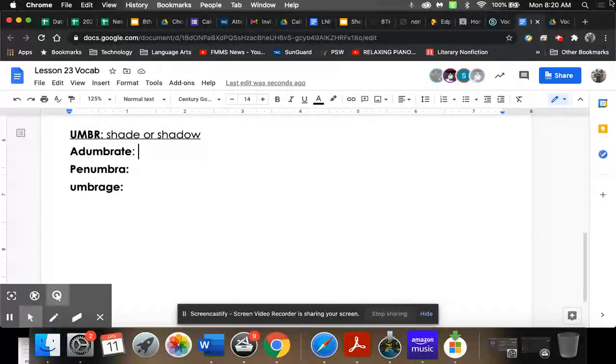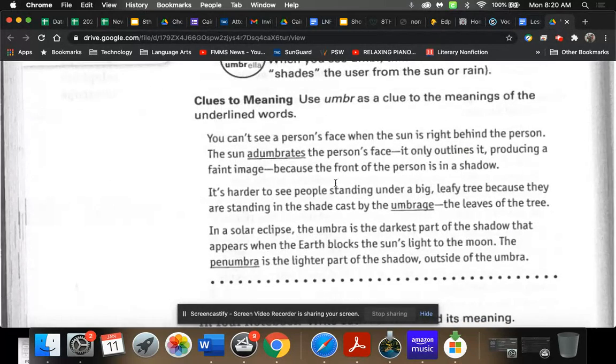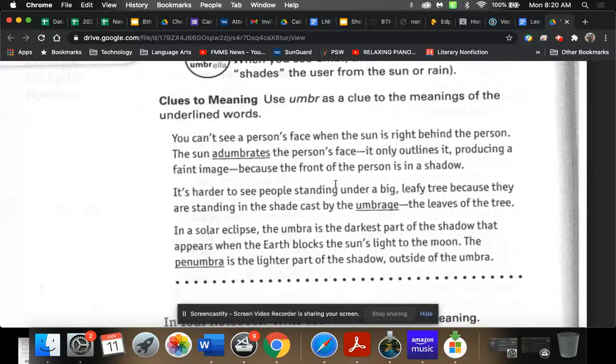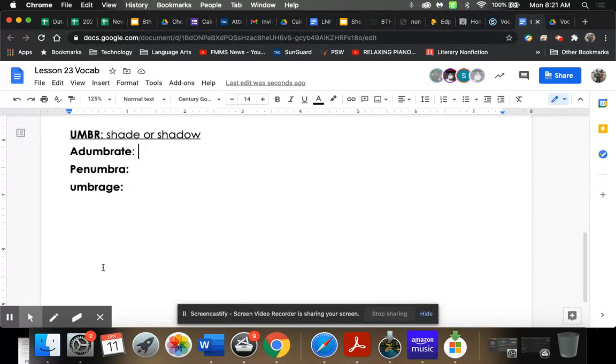All right, so looking at the book pages, trying to figure out what adumbrate means. It says you can't see a person's face when the sun is right behind the person. The sun adumbrates the person's face. It only outlines it, producing a faint image because the front of the person is in a shadow. Okay, so adumbrate means you are casting a shadow or making it difficult to see. So, to cast into a shadow or make difficult to see.